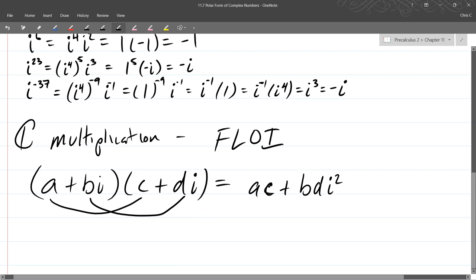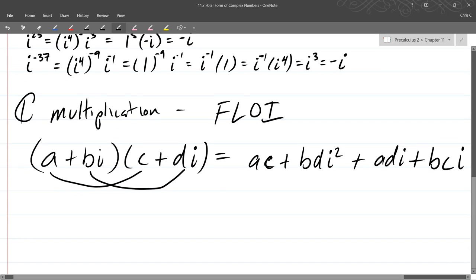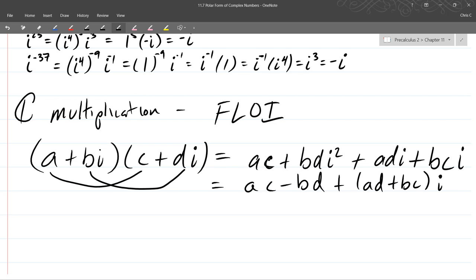All right, outside, inside, those are easy, just like before. We have a, I'll go outside first, adi, plus bci. I'm just changing the order to keep it alphabetical. So it should have been bic, but we can change the order of multiplication. So I did some very easy algebra on the ad plus bc terms. That's just factoring i out.